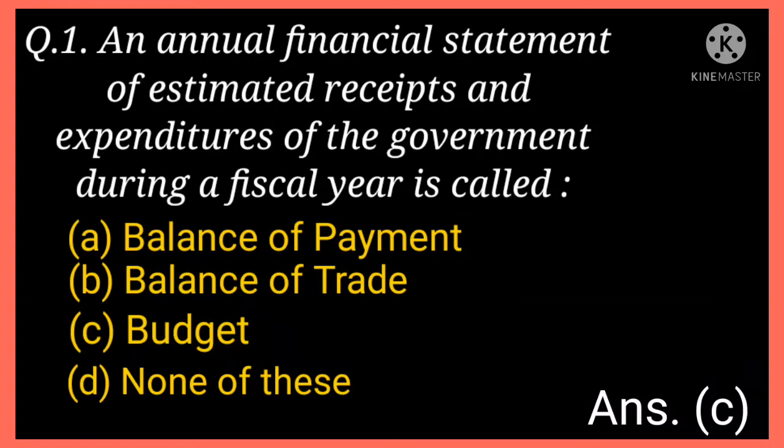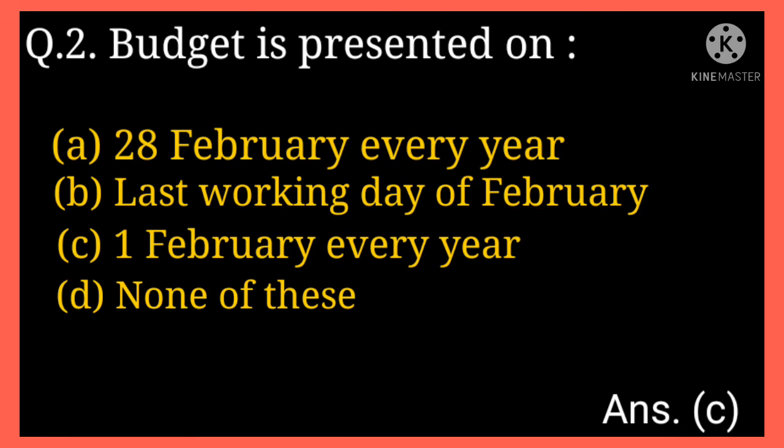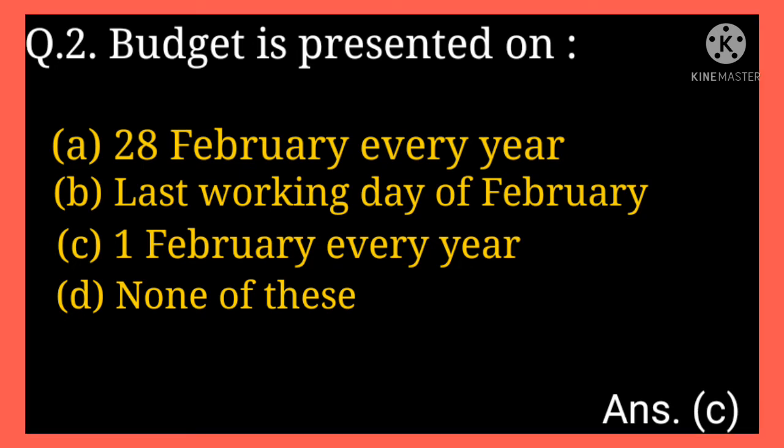First question relates to the meaning of government budget. What is a budget? It is an annual financial statement of estimated receipts and expenditures of the government. Now the second question is, when is the budget presented? Earlier it used to be on 28th February every year. Now it is 1st February every year. The answer therefore here is C.